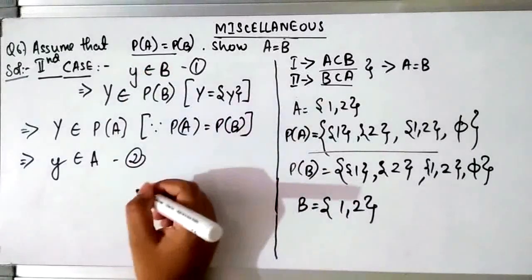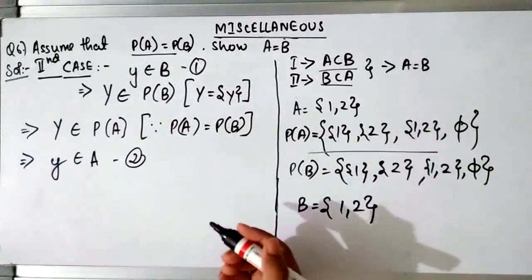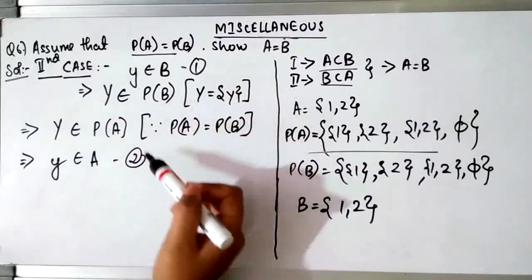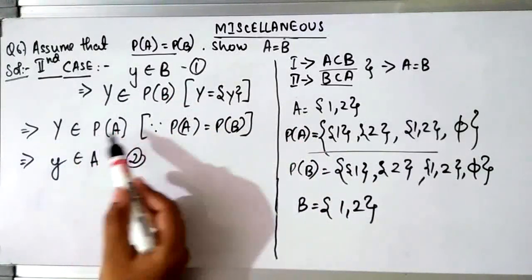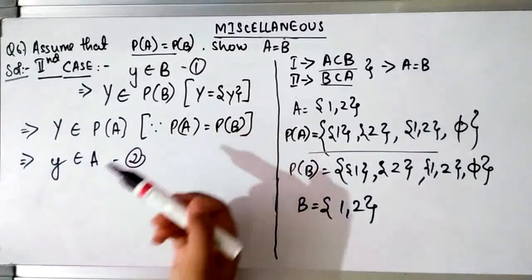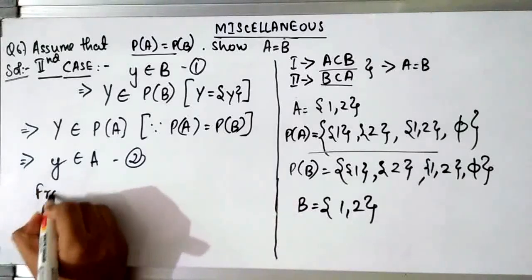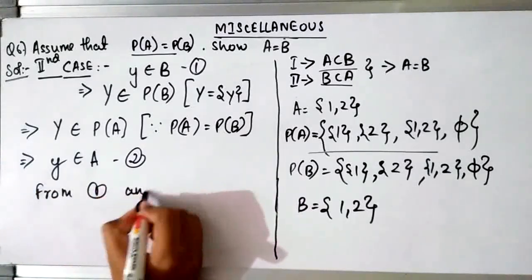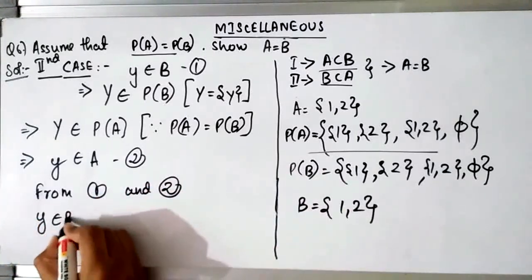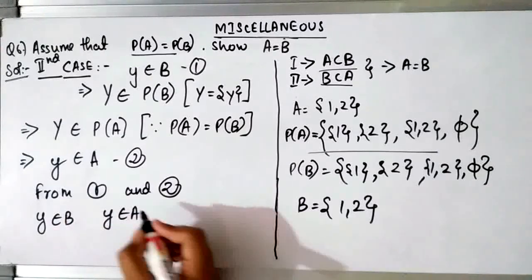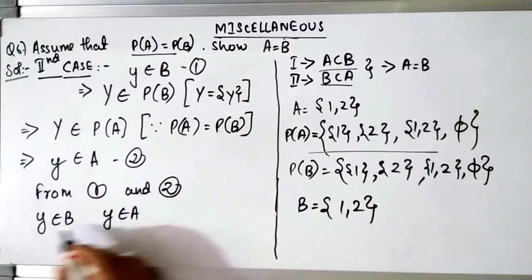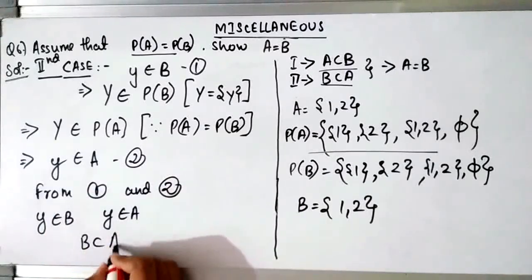This is nothing but the converse of the previous one, like how I told you in the previous case, that when small y belongs to set B and the capital Y belongs to the power set of B, then we have got that the capital Y belongs to the power set of A, so the small y will belong to set A. So that will be our converse. Now from 1 and 2, what we have got is y belongs to B and y belongs to A. Okay, we have got y belongs to B and y belongs to A. Now when y belongs to both of them, we can say that B is a subset of A.